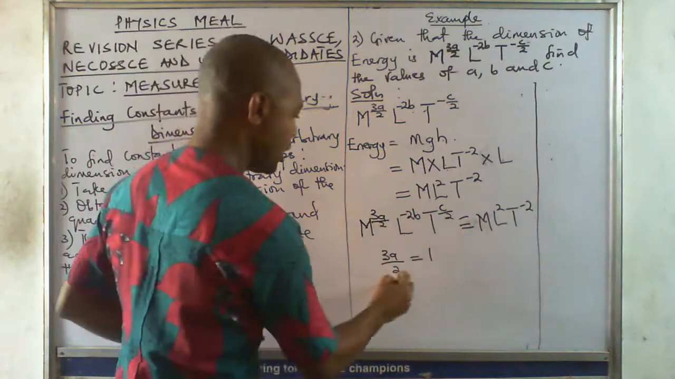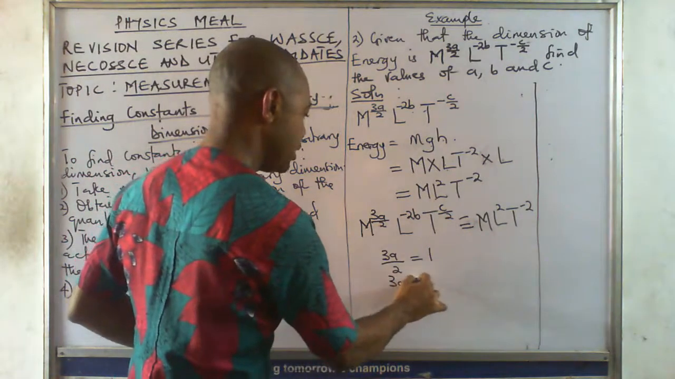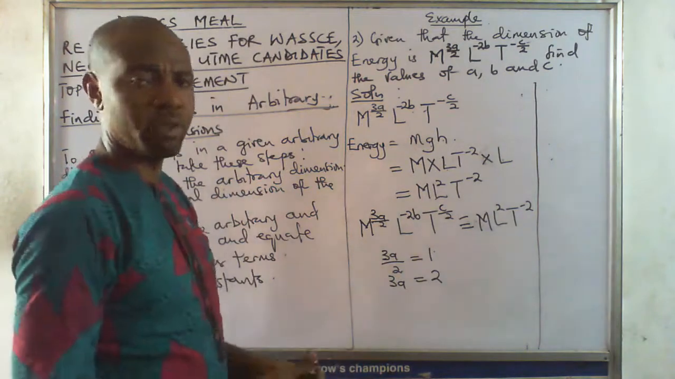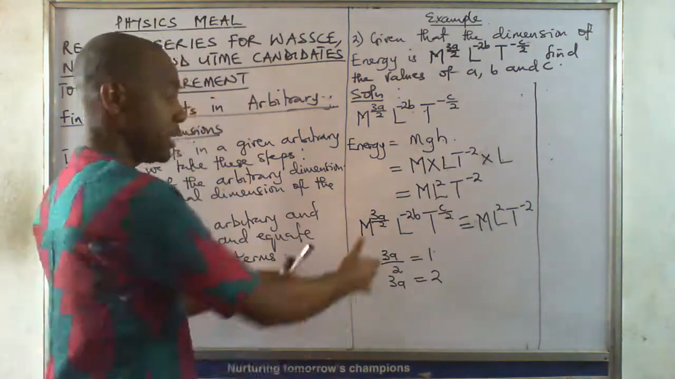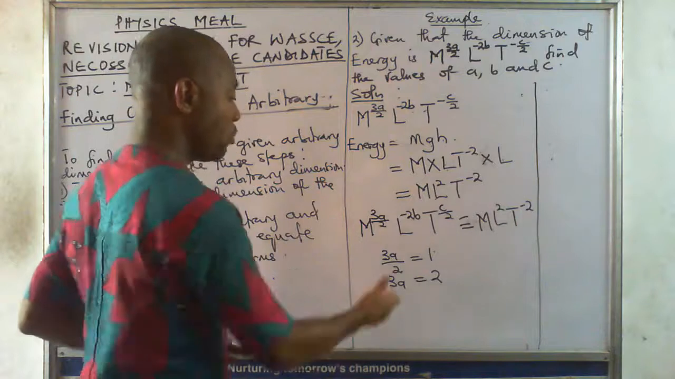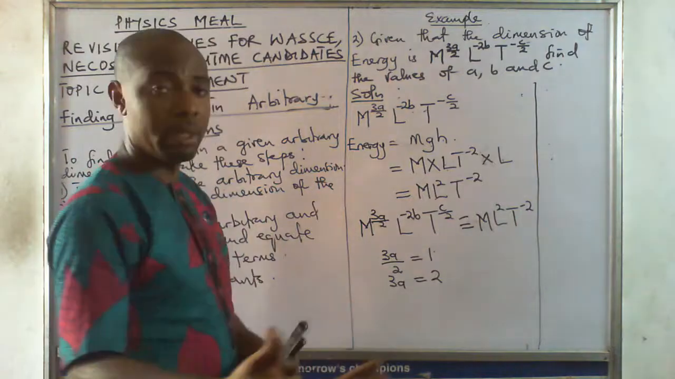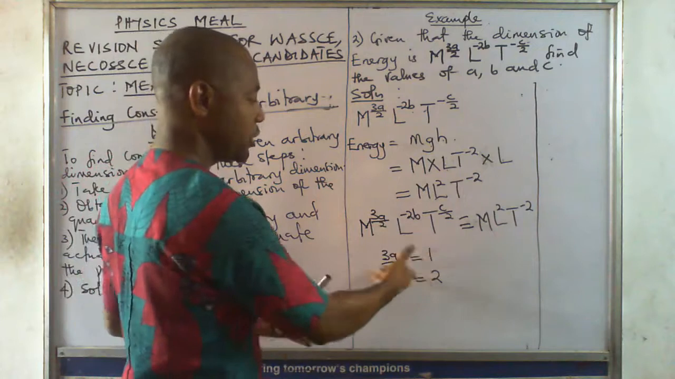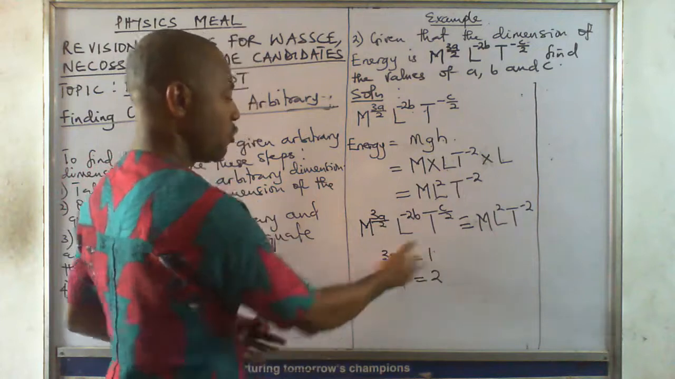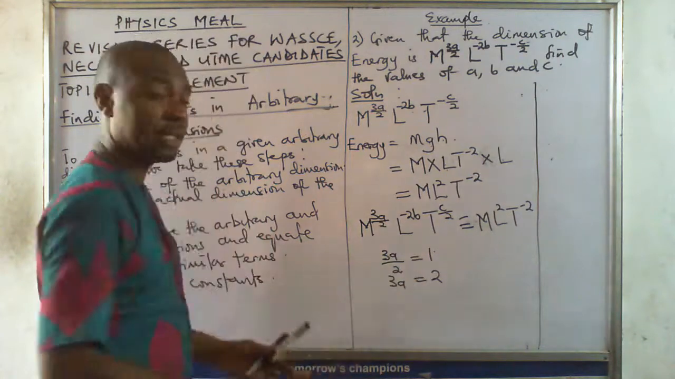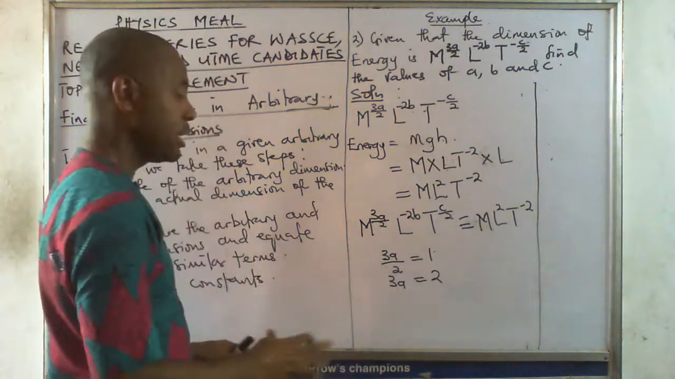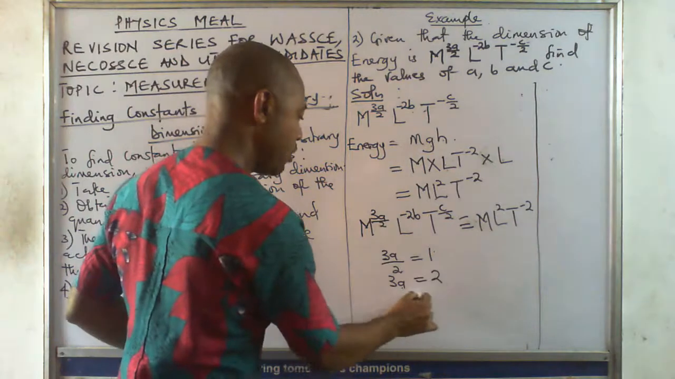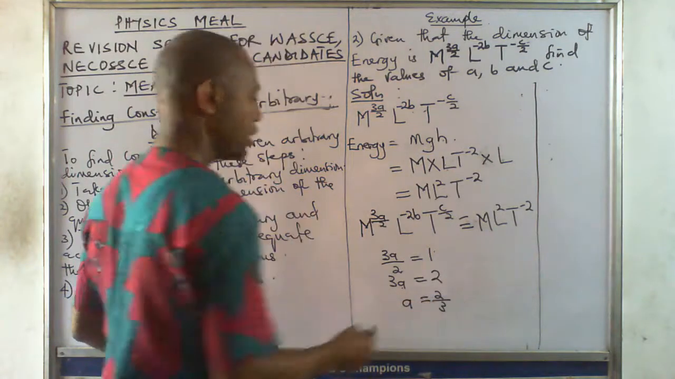Okay, if we clear the fraction, we have 3a is equal to 2 times this. You know how we solve equations with fractions in mathematics. They say cross multiply, fine, or you multiply both sides by the LCM of the denominator. So here the denominator is 2, the LCM is 2. So if you multiply both sides by that, you arrive at this. We are not here for mathematics, so we are doing our physics. So divide both sides by 3, a will now become 2 over 3.